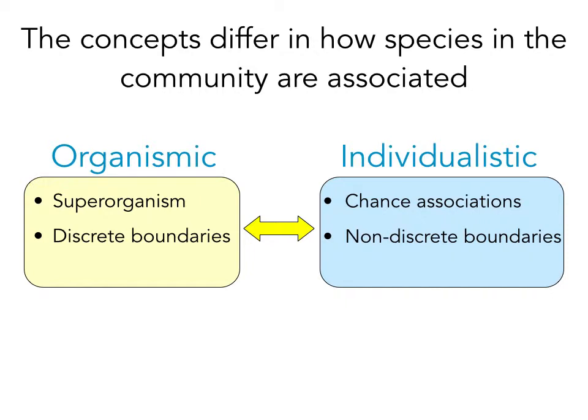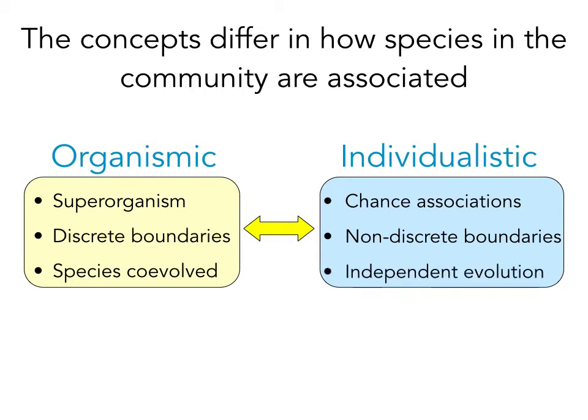Gleason disagreed and felt that there weren't really very discrete boundaries of communities, one community changing to another. It was that individual species tended to come and go, and that sure, there were factors where species responded somewhat similarly to certain underlying factors, but that there were no sharp, marked boundaries between communities.